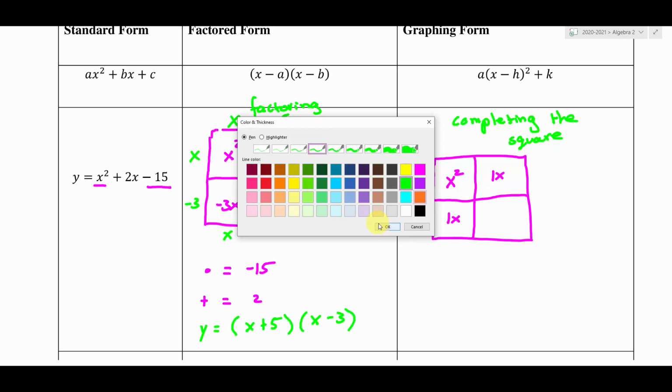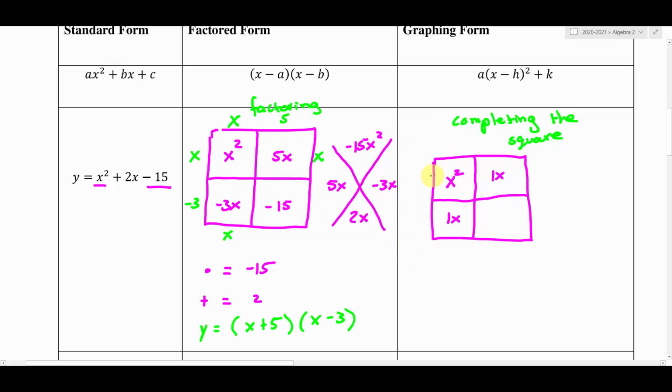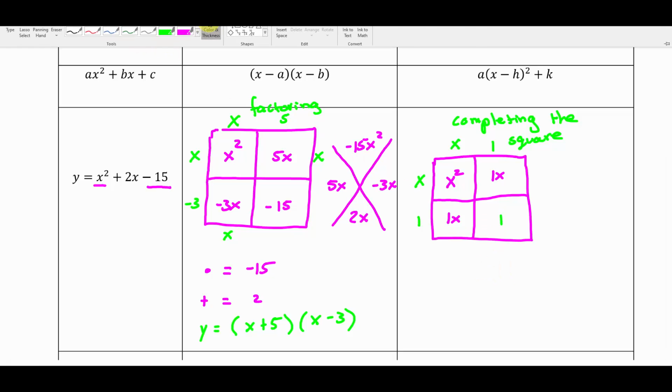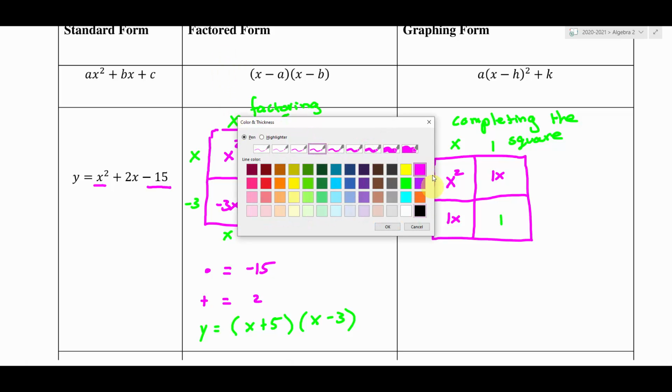So I'm going to transfer back over to green here. I know that to get x squared, I need an x and an x. And to get my 1x down here, I have to do x times 1. X times 1 gives me 1x, which means I'm going to do x times 1 over here as well, because x times 1 is 1x. Now, when I multiply my two numbers here, 1 times 1, I get a 1.